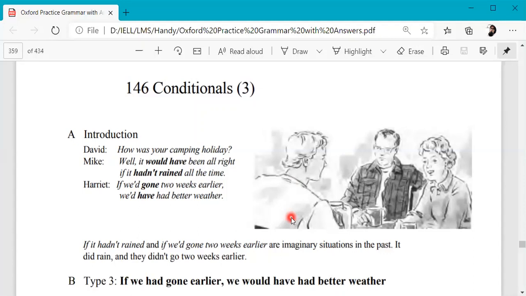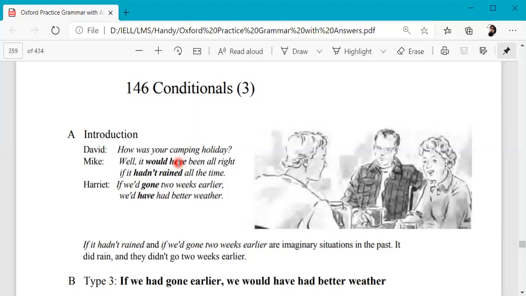Let's see what's the difference between type 1, type 2 and type 3. Can you guess from the idea? We have already talked about type 1 and type 2. If you have a fair idea already what could be type 3, you can write it in the comments. If not, let's continue and learn the structure. Okay, so let's see the introduction and some examples.